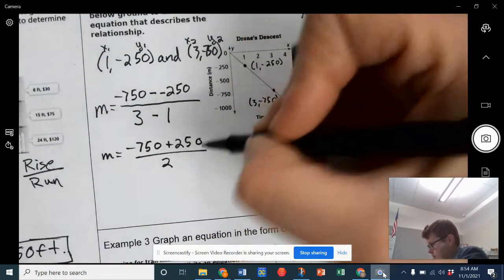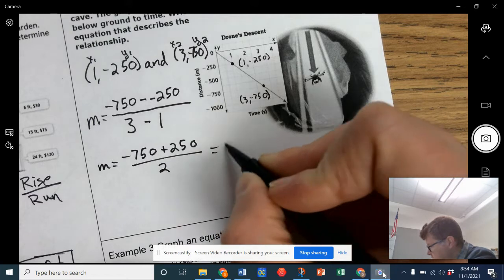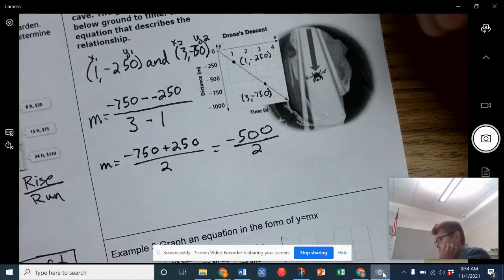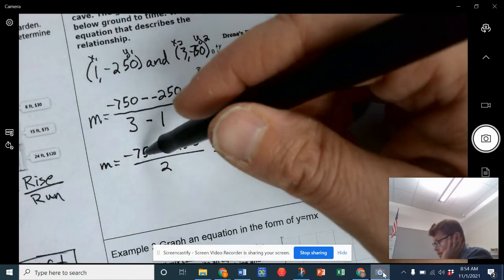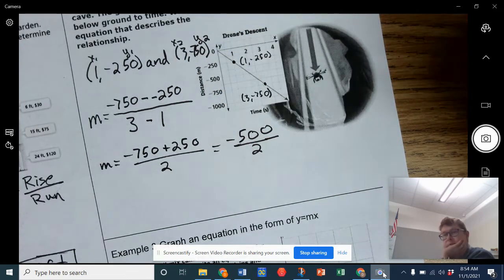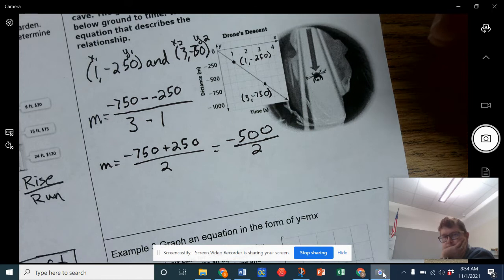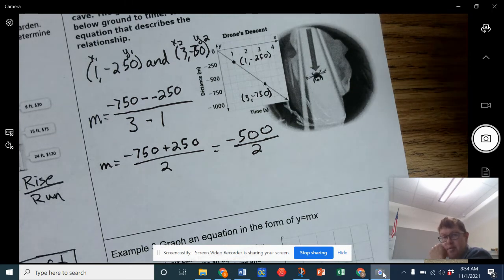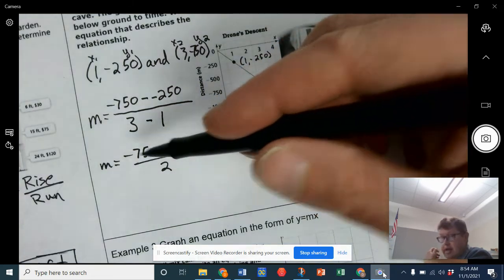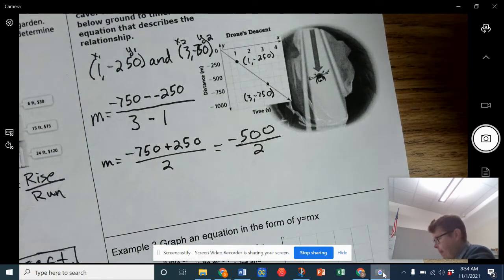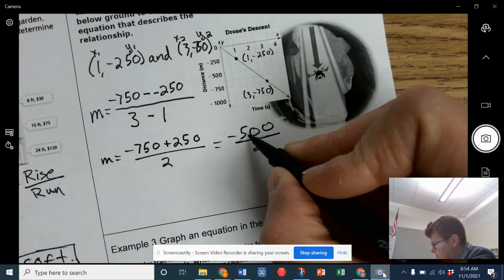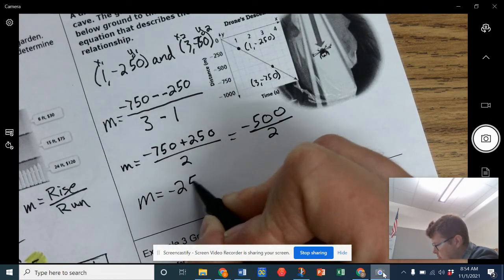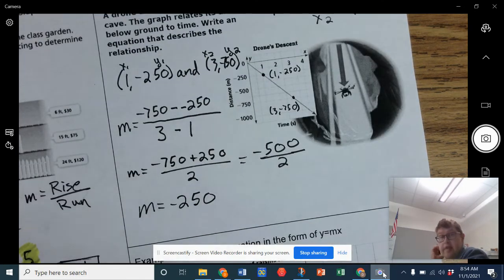And now this becomes -500 divided by 2. Remember, -750 plus 250: you can think about it as 750 minus 250, but then the result's going to be negative because your bigger number is negative. And so that becomes -250. So that's your slope right there.